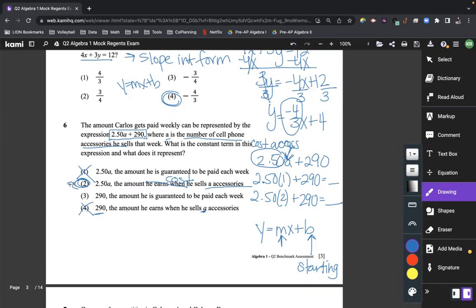Now, I could see why you guys are stuck between 2 and 3. But the wording in 2 is what's incorrect. The amount he earns when he sells an accessory. The amount he is guaranteed to be paid each week. Now, if Carlos were to sell no accessories, so if I were to do 250 times 0 plus 290, that means that the only thing he would get paid is 290. So if he worked a week and sold no accessories, 290 is the amount that he is guaranteed to get paid each week. And that's because that's the starting point. So the correct answer is not 2. The correct answer is 3.